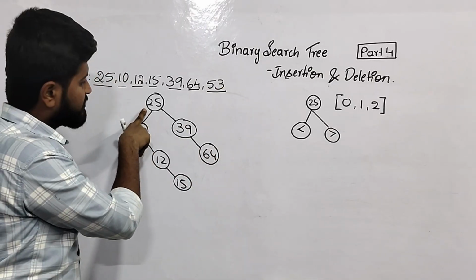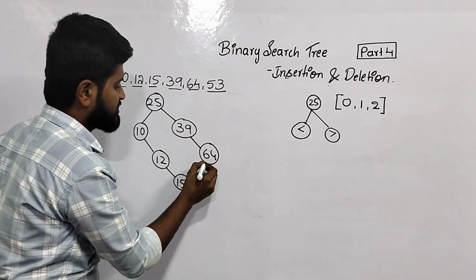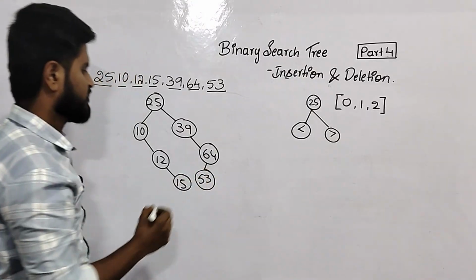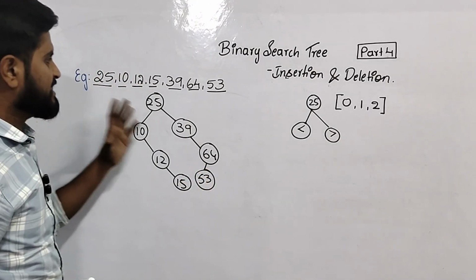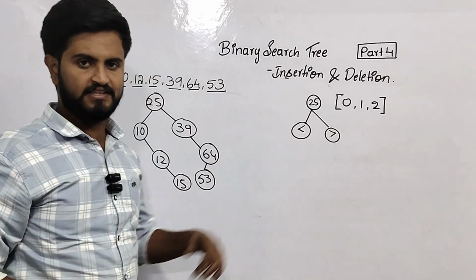53 is greater than 25. It is also greater than 39, but it is less than 64. So 53 goes to the left side. So now we have inserted the given elements into the binary search tree. Let's start deleting the values.